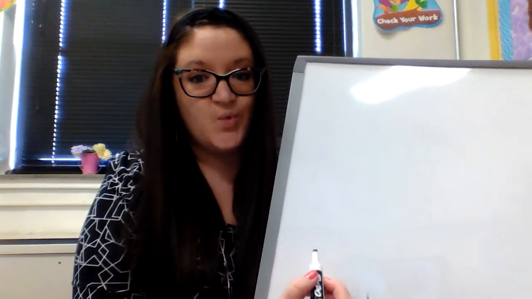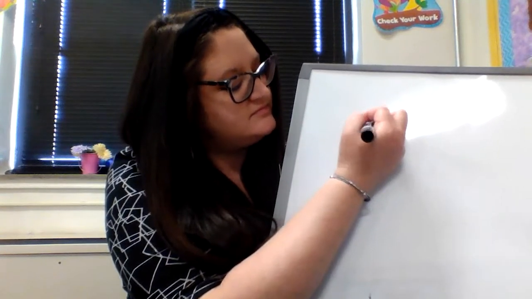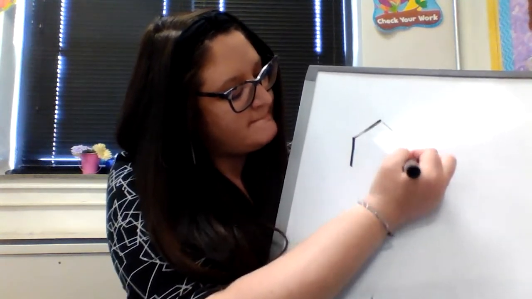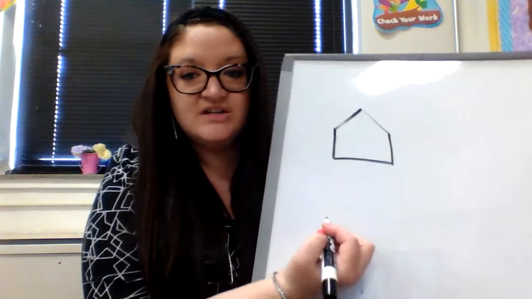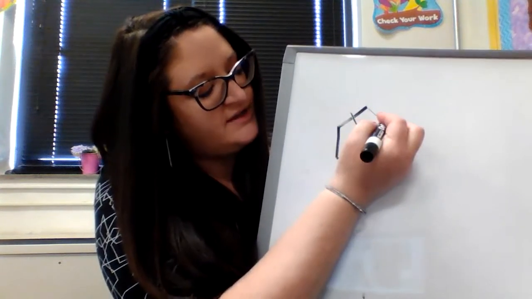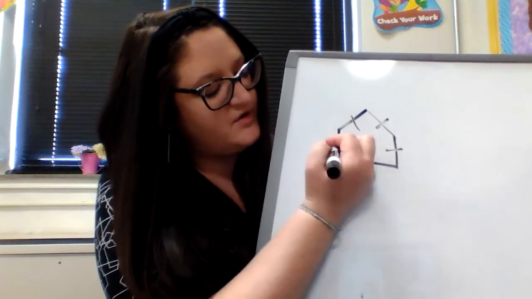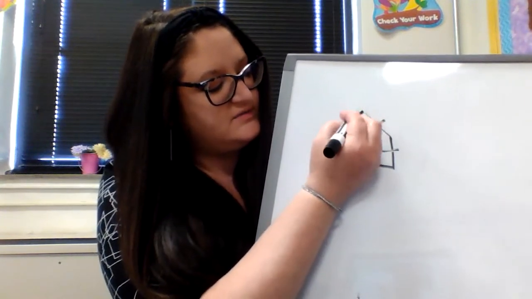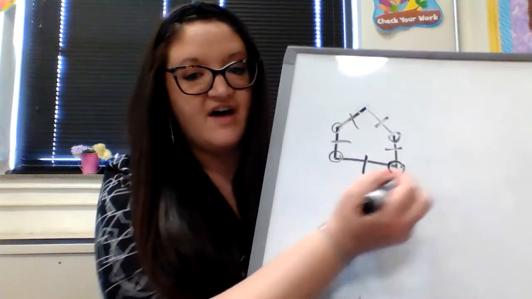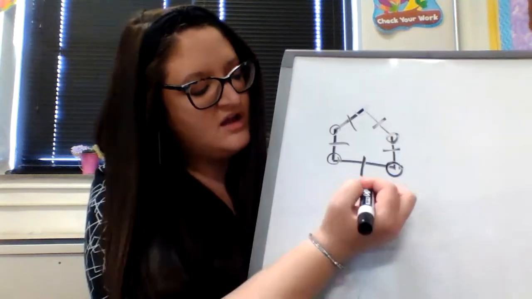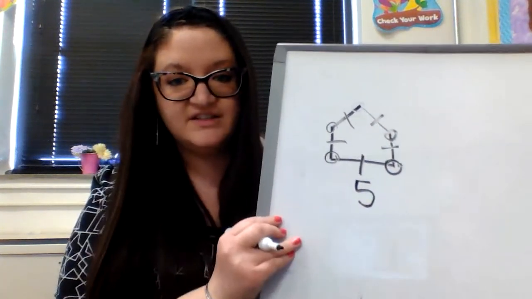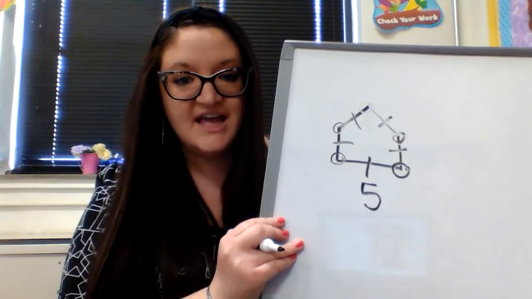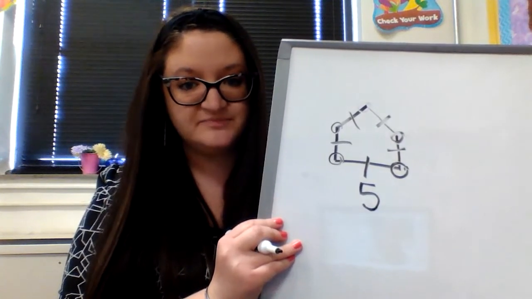We're going to talk about one more. So this shape has 1, 2, 3, 4, 5 sides and 1, 2, 3, 4, 5 vertices. So a shape with five sides and vertices is called a pentagon.